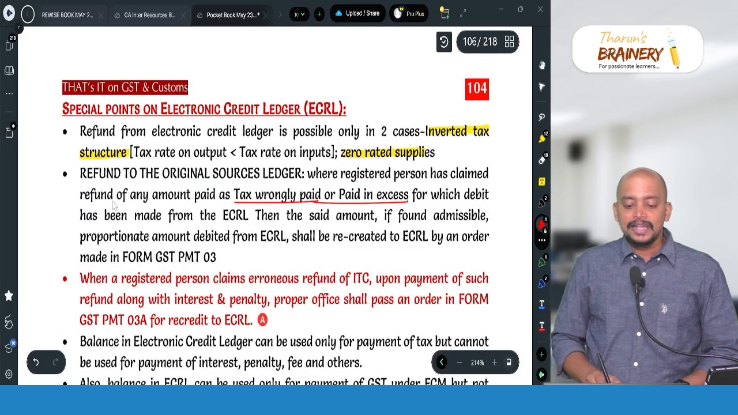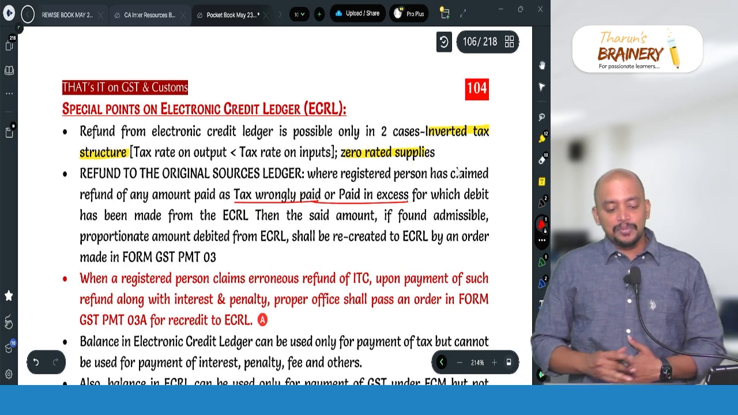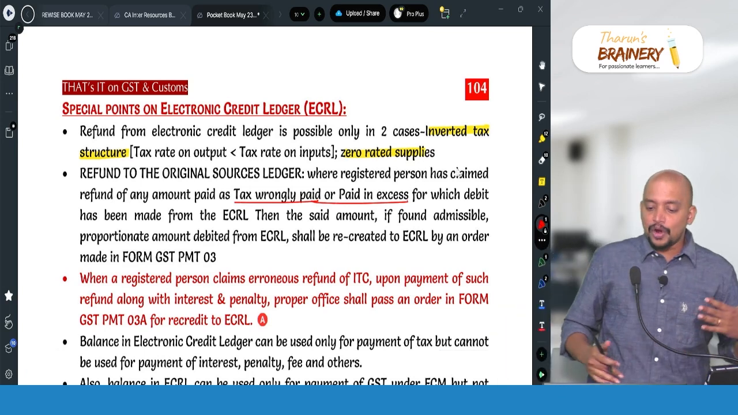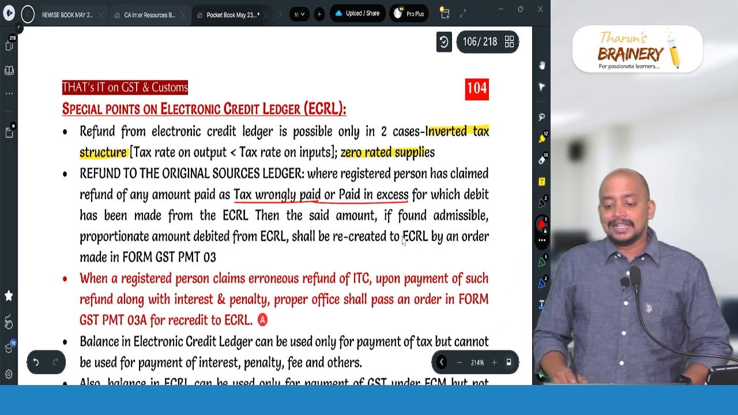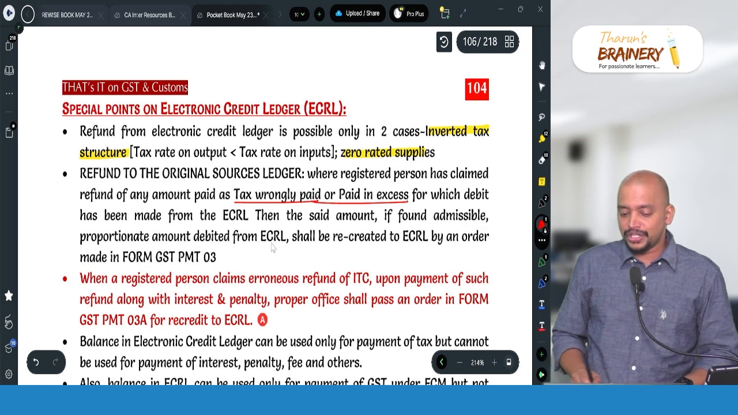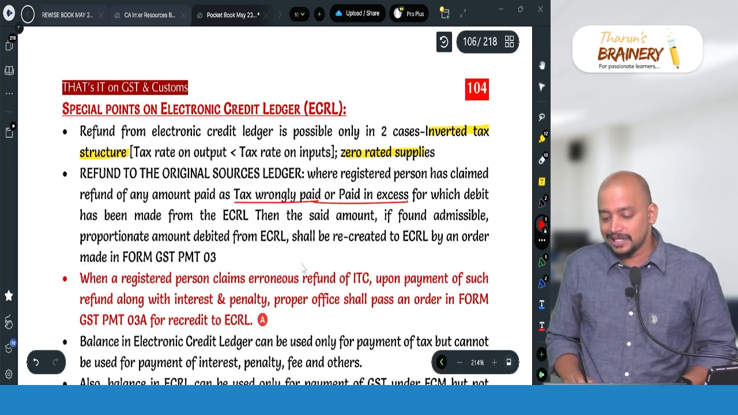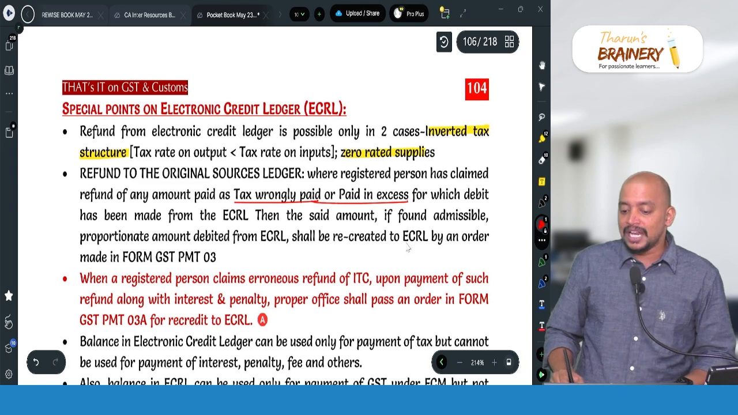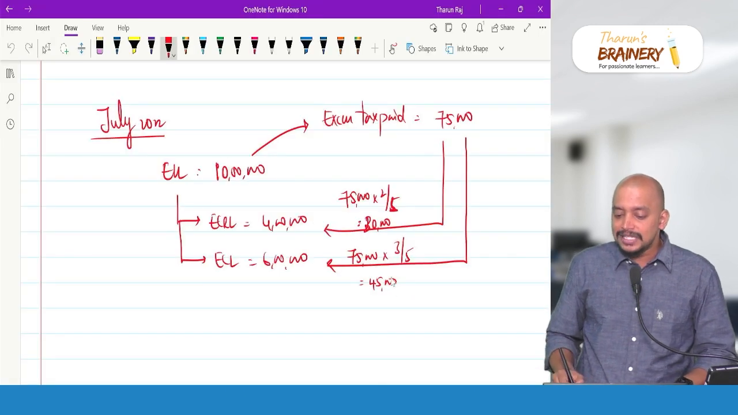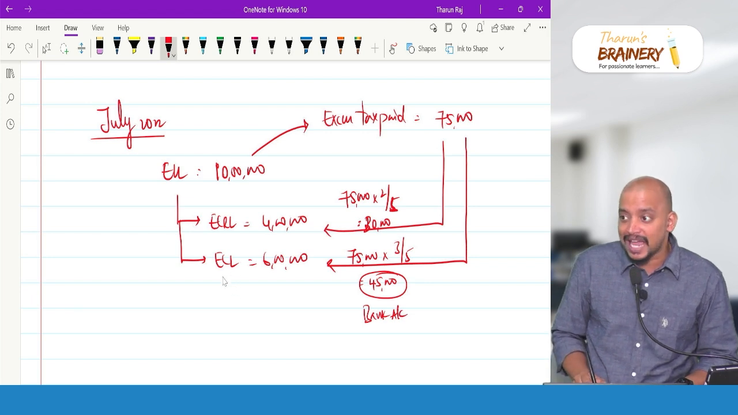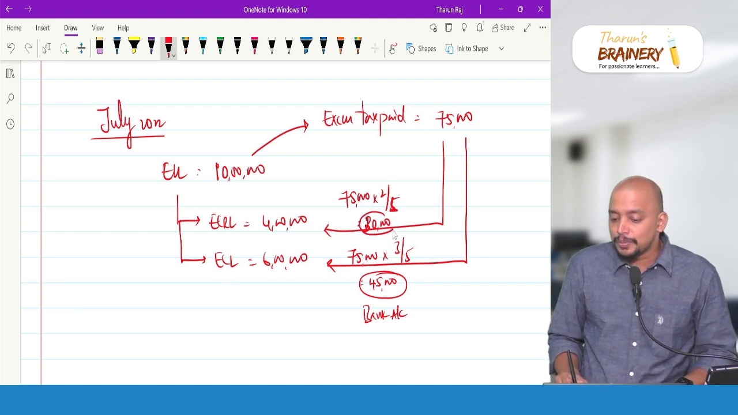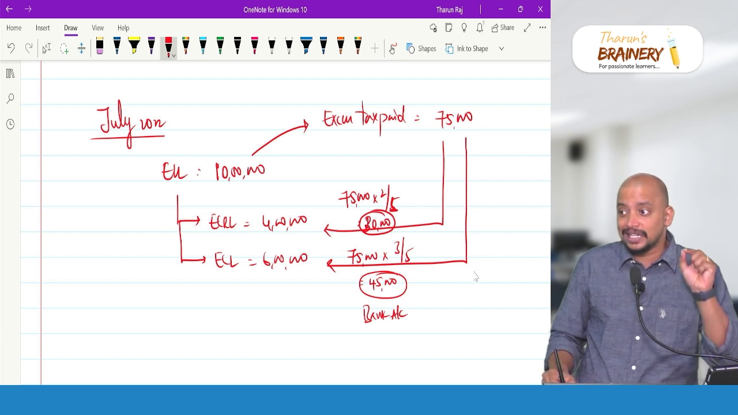So, when a registered person has claimed a refund of any amount paid as tax, wrongfully paid or paid in excess, for which debit has been made from the credit ledger, then the said amount, if found admissible, the proportionate amount debited from the credit ledger shall be recredited to the electronic credit ledger. And for this refund, this 45,000 will be coming into our bank account because the payment was made through the cash ledger. Whereas this 30,000 rupees will be credited back to the electronic credit ledger.